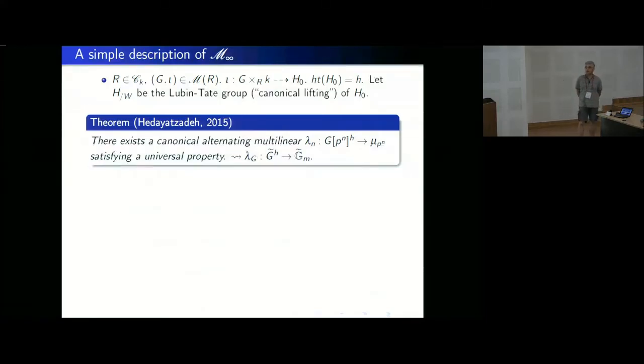So again, R is our local complete Noetherian ring with residue field K, which is algebraically closed of characteristic p, and (G, iota) is such a pair, and the height is h. And let us fix the canonical lifting, this Lubin-Tate group G_0, all the way over W, over the Witt vectors of F_p bar. It is then unique up to isomorphism.